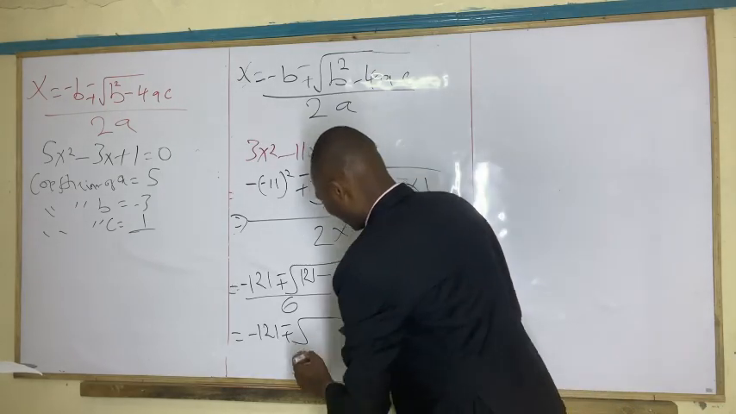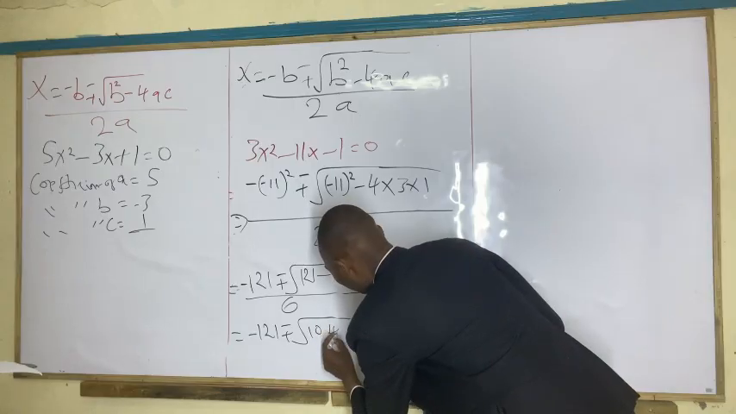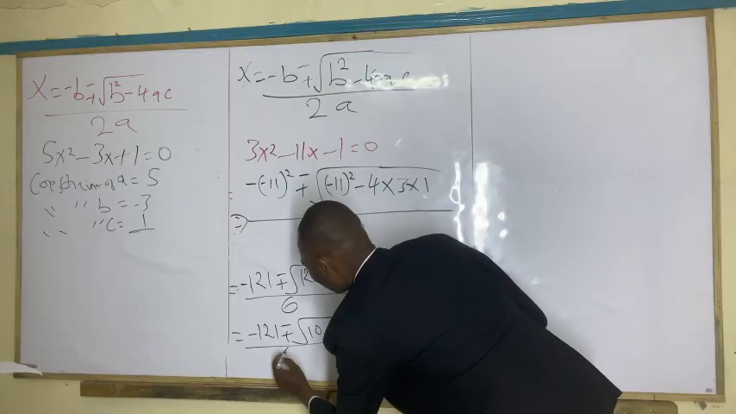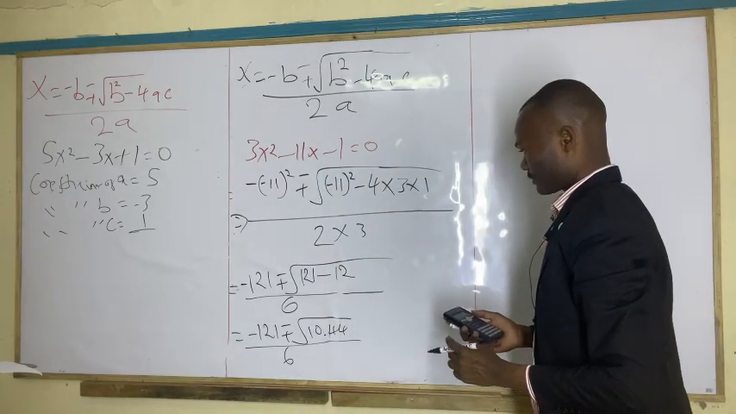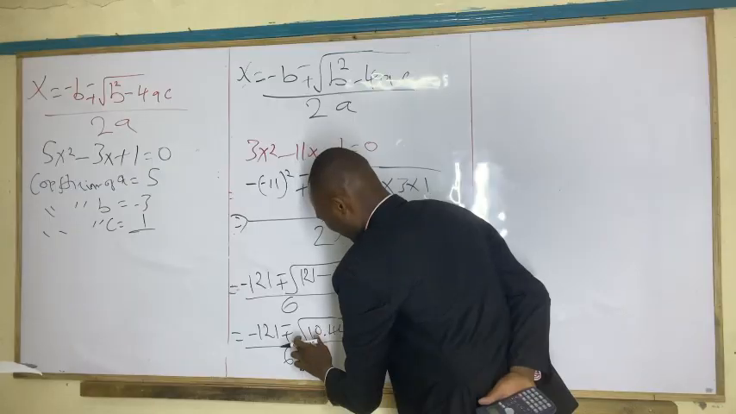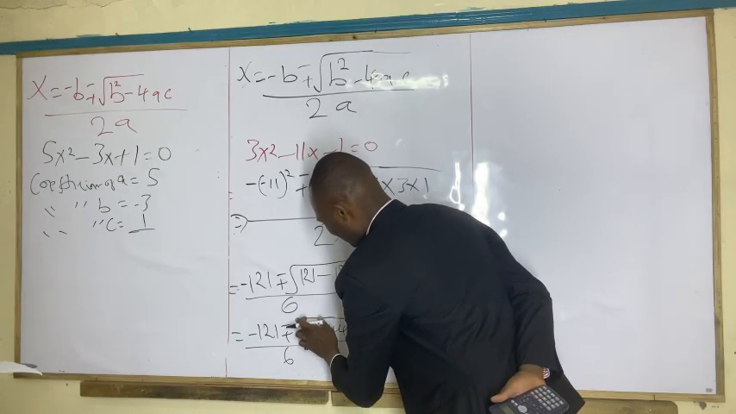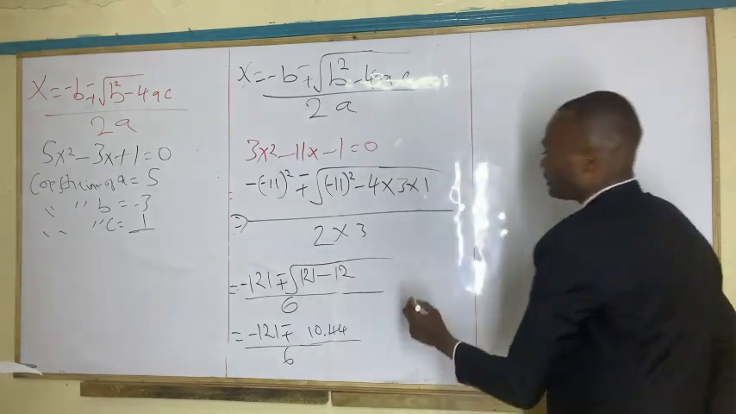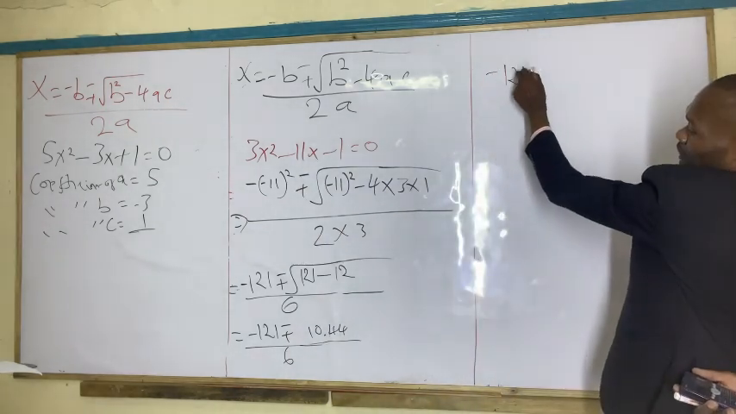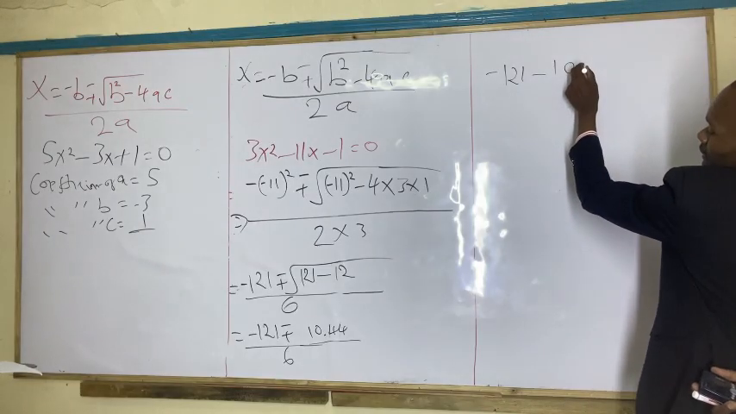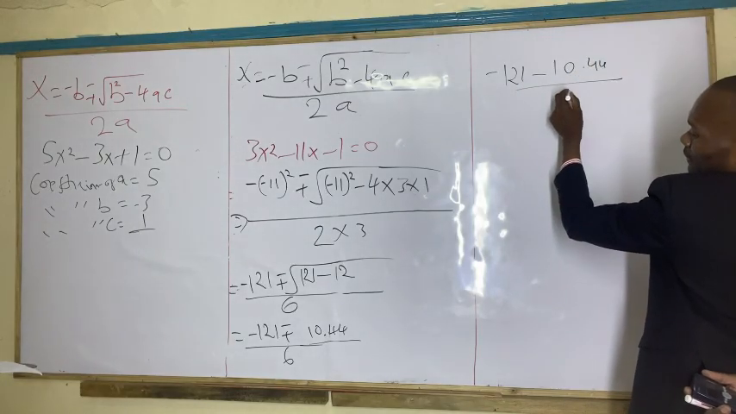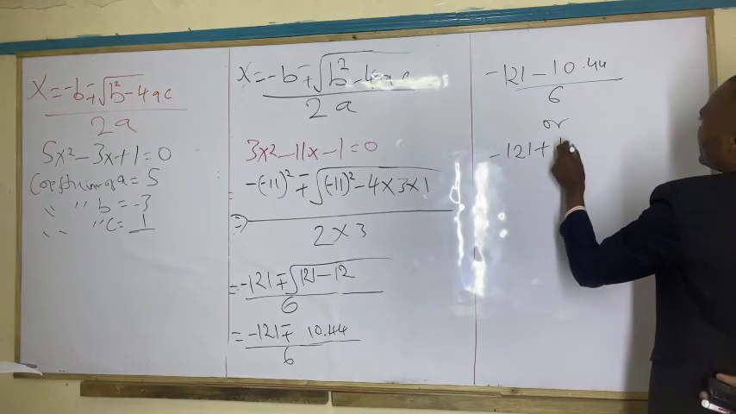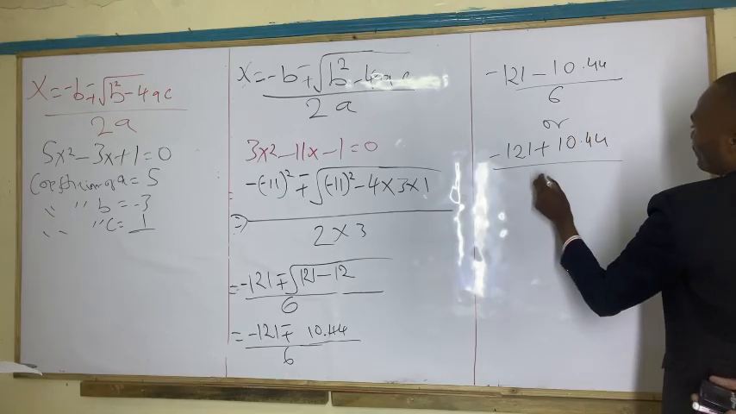The square root of 109 gives us 10.44. That is after the square root, over 6. Therefore, answers will either be negative 121 minus 10.44 over 6, or negative 121 plus 10.44 over 6.